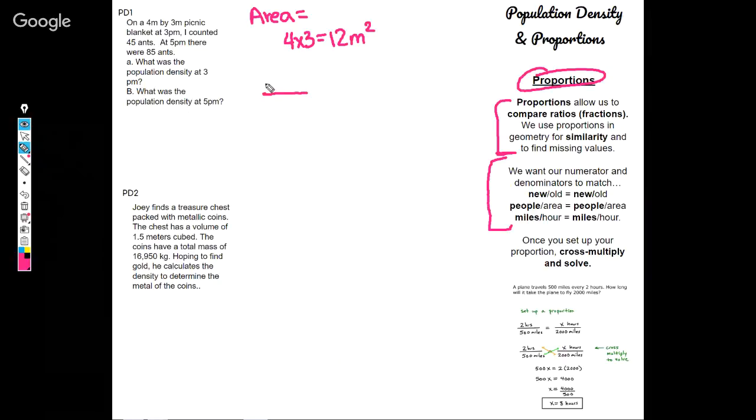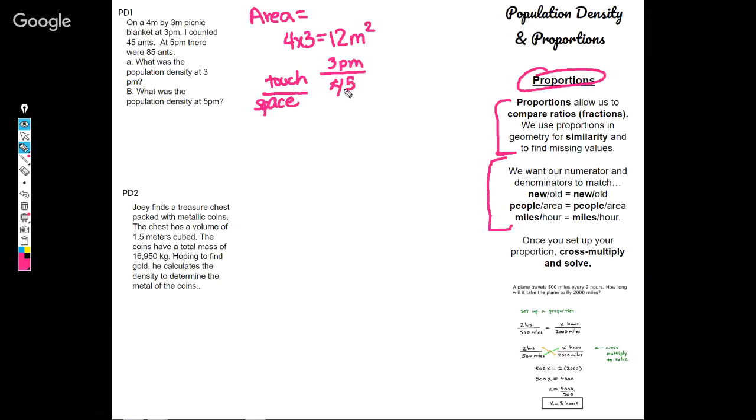When you do population density, you're always going to have things that you can touch over space. So it's things that you can count, things that you can measure. So we have 45 ants at 3 p.m.